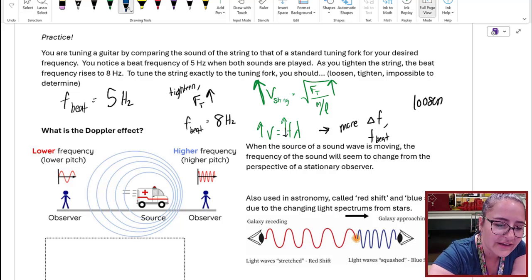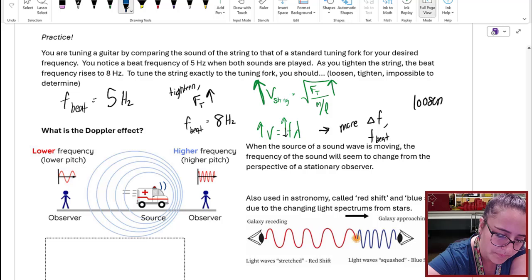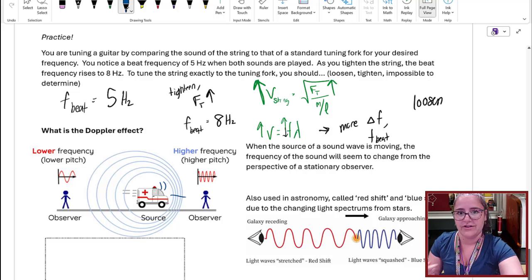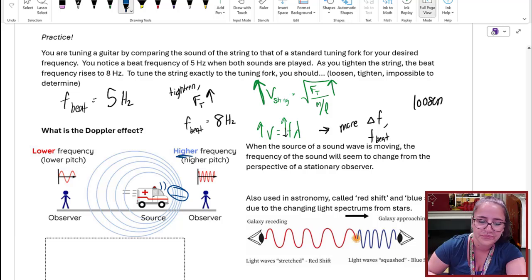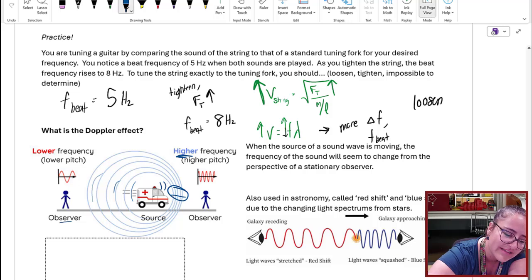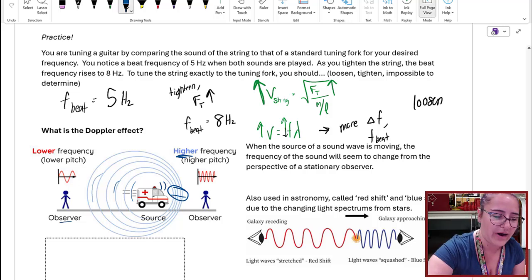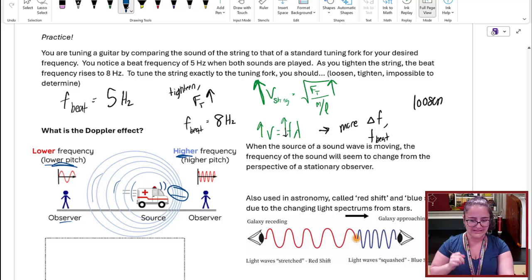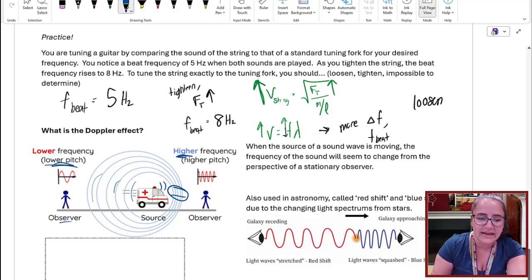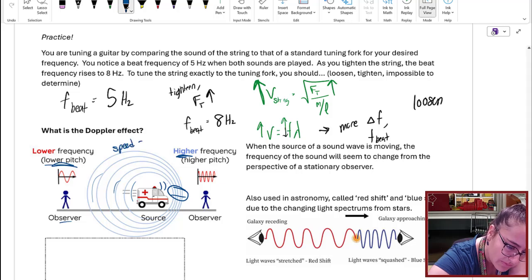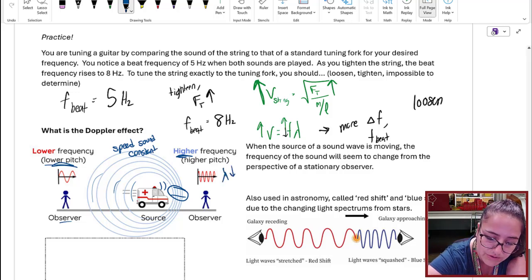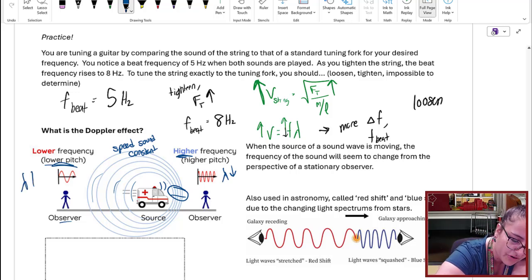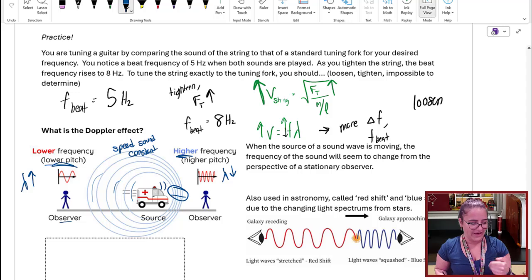When that sound wave is being emitted from that speaker, if you are in front of the source of the sound, the waves get squished together and you get a higher frequency. Whereas if you are behind the source of a sound, those waves are getting more spread out, so you're getting a lower frequency. And again, the speed of sound is constant, so this will also affect the wavelength. If we have a higher frequency, we're going to have a shorter wavelength, and with a lower frequency, we're going to have a longer wavelength.